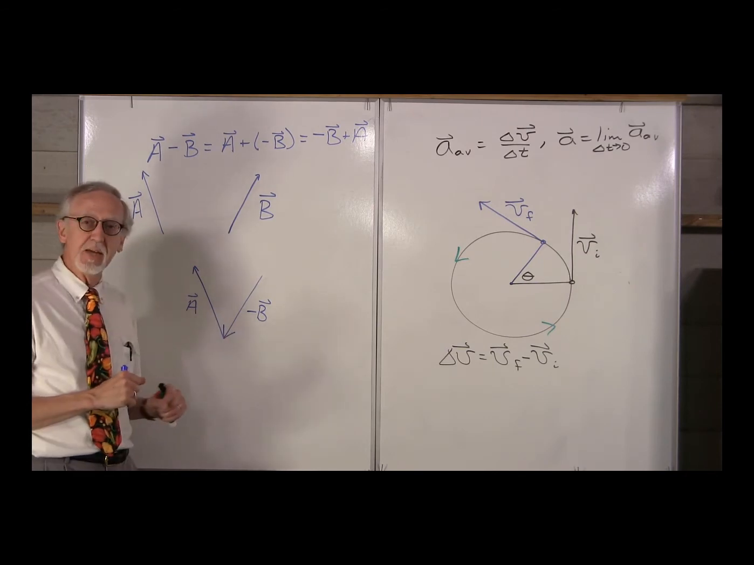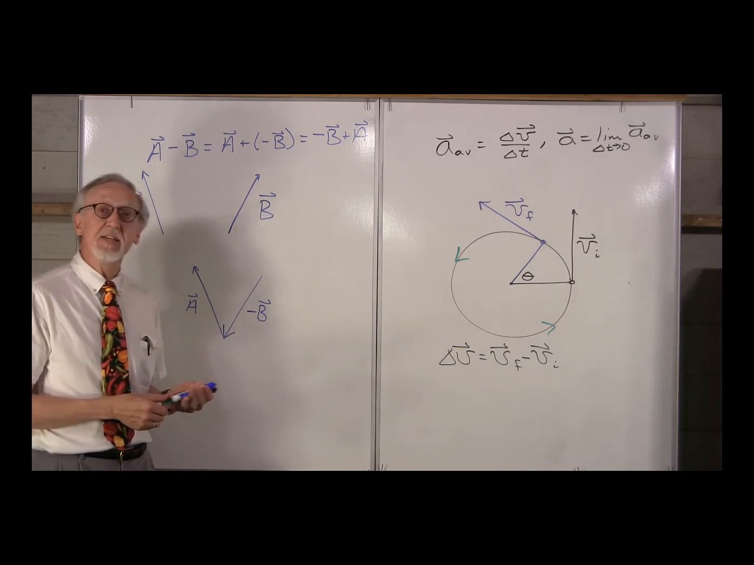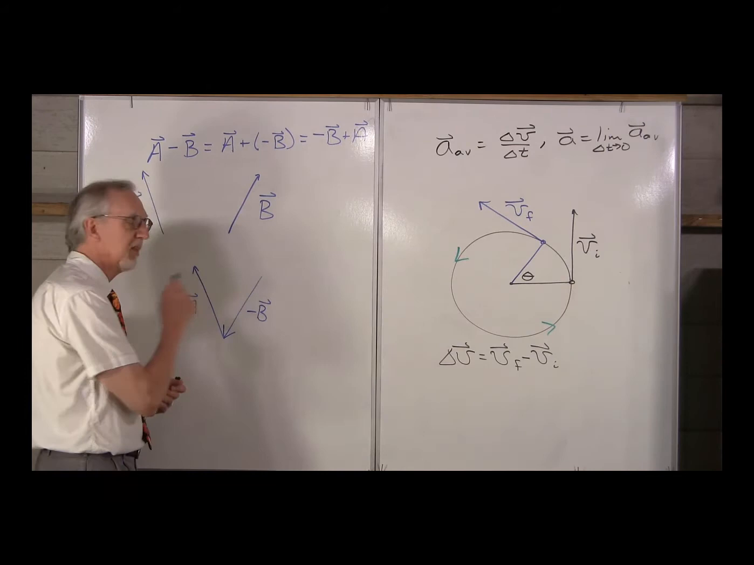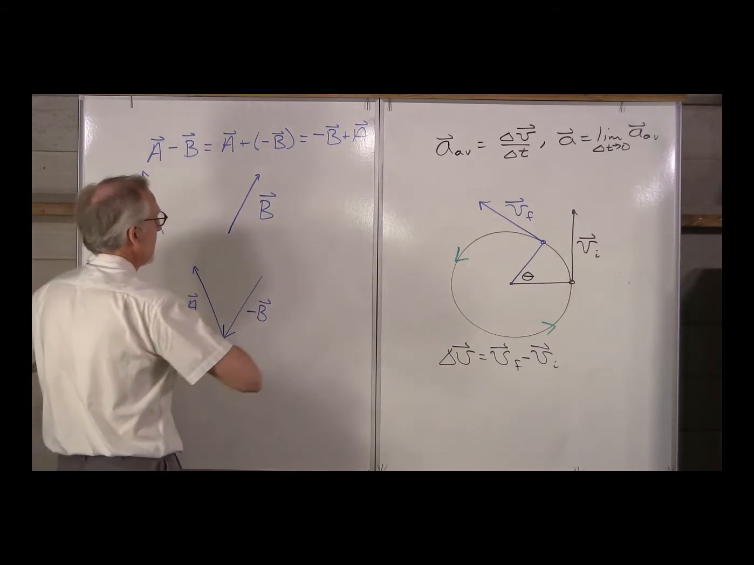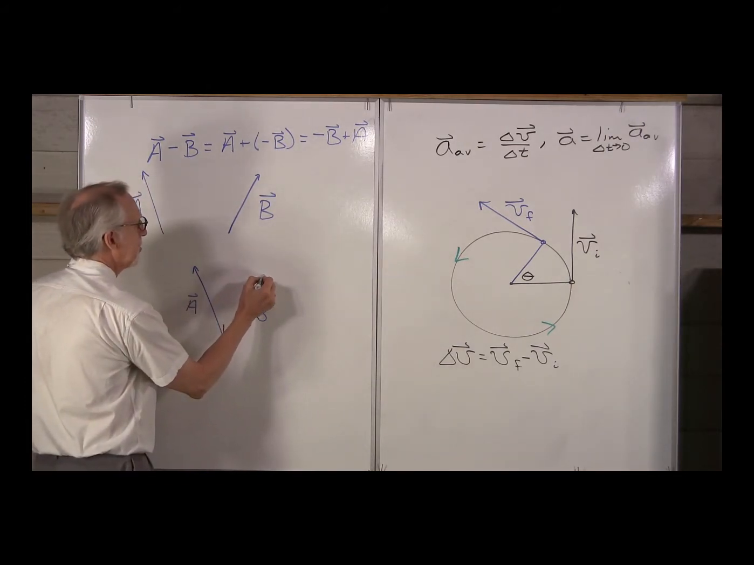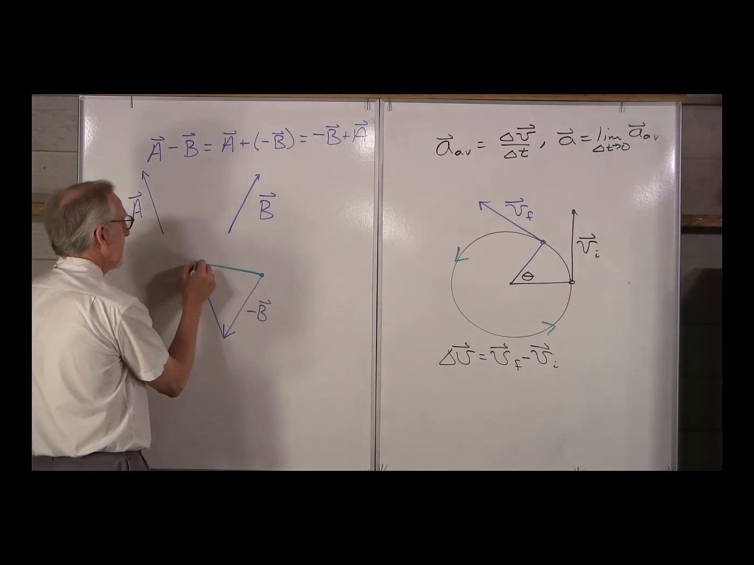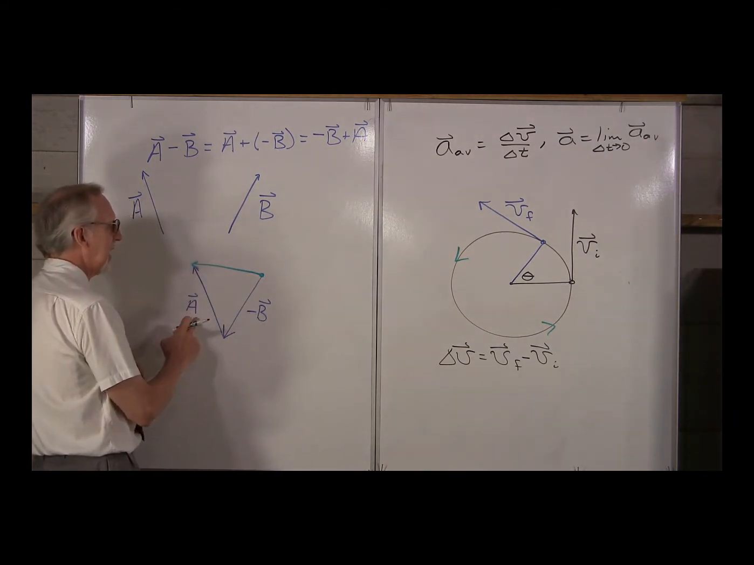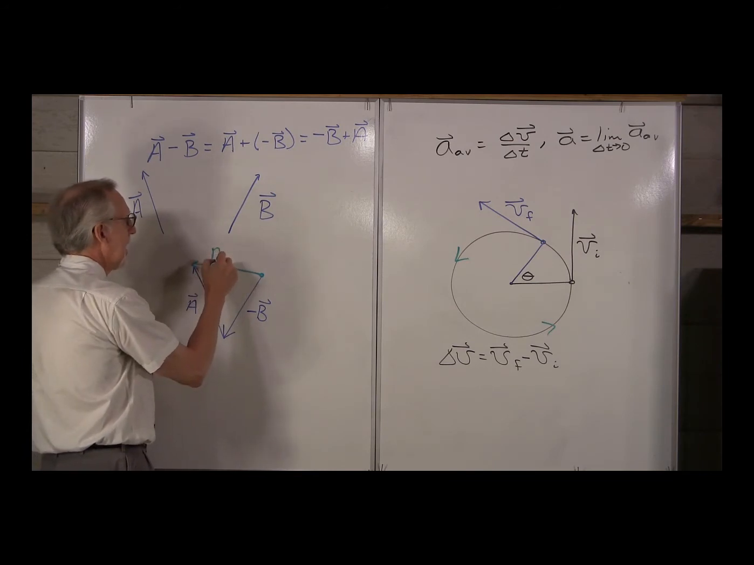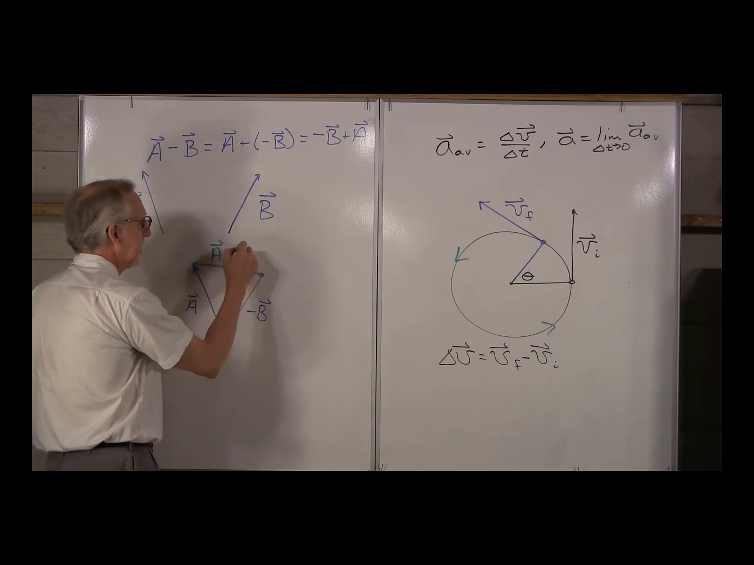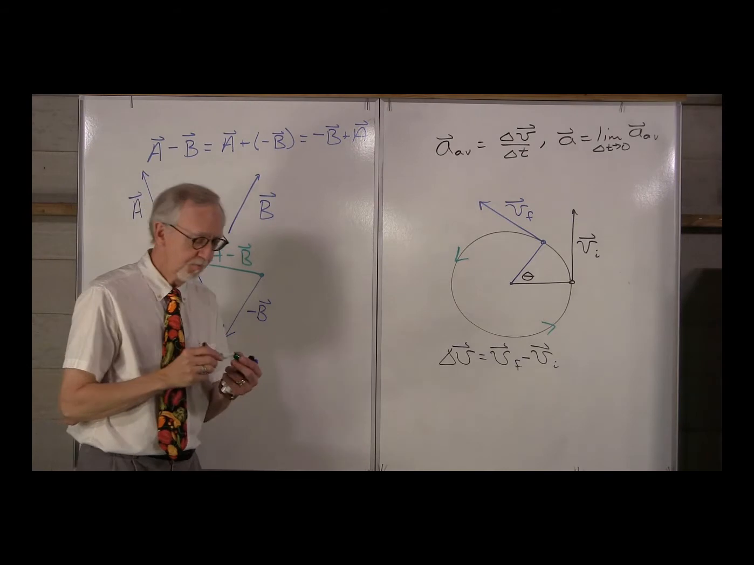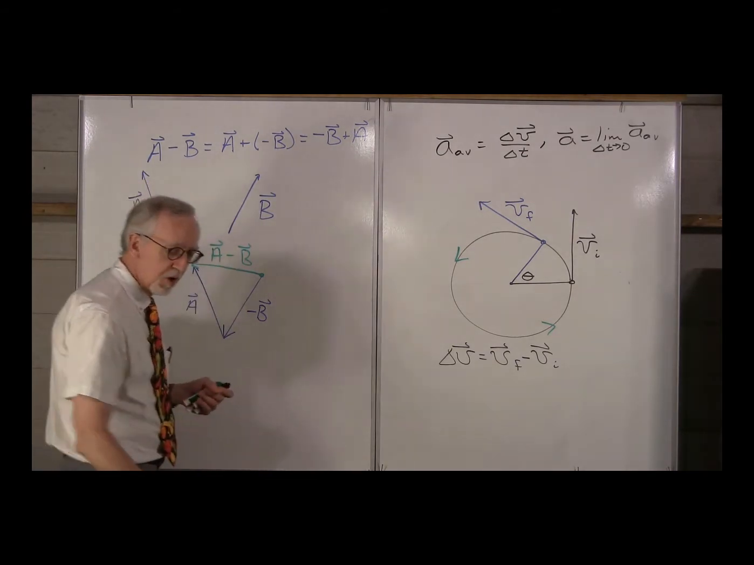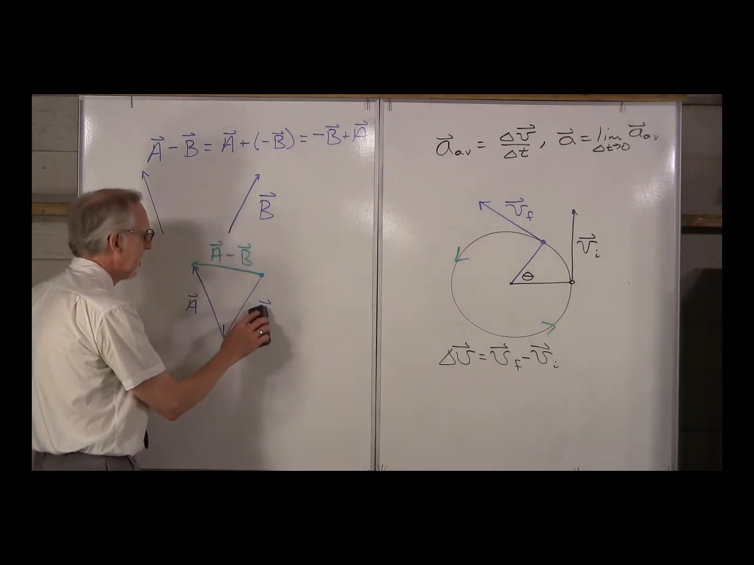To add these two together, I put them head to tail. The sum then goes from the tail of the first to the head of the second. And that is negative B plus A, or A minus B. There we go. I'm going to redraw this and put it back in terms of B again.